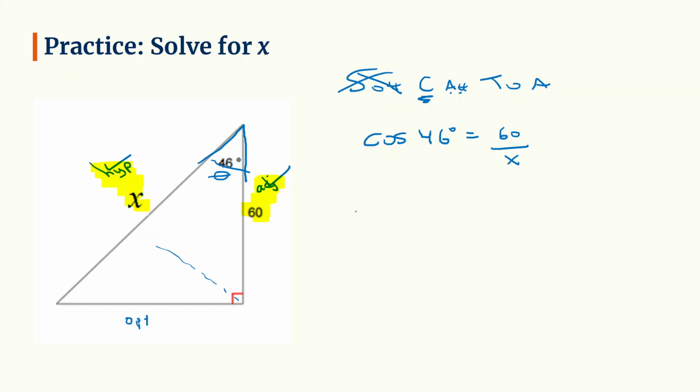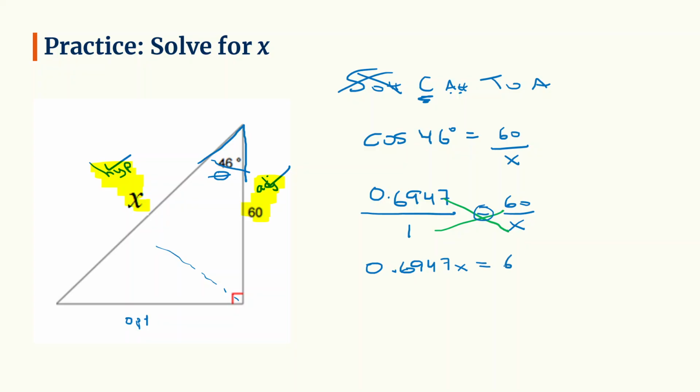Then I take up my calculator and I type in cos 46. I get this 4-digit decimal. I put it over 1 equals 60 over x. And now we cross multiply. So I'm going to do 0.6947 times x. And then the other one I will do 1 times 60. That's an easy one. So 0.6947 times x equals 60 times 1.